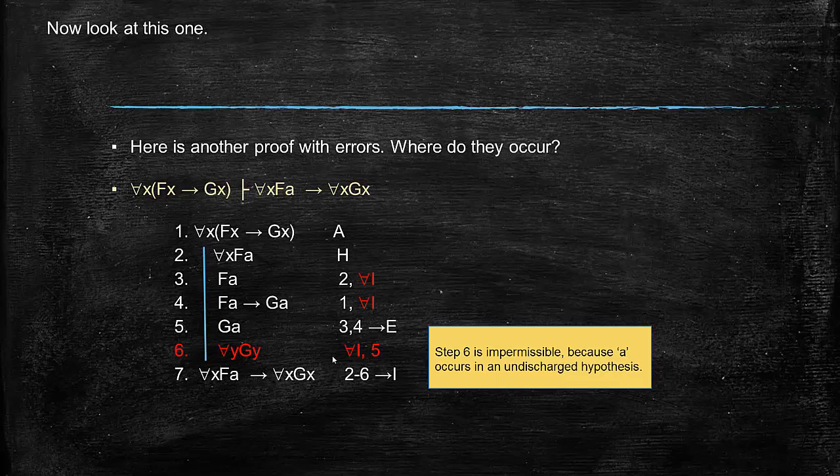Well, here we have universal introduction on five. We look at five. What we've done is we've put a variable in for a, attached the universal quantifier, so we've gone from Ga to for all y, G of y. But in order for that to be legitimate, a cannot occur in any assumption, which it does not, or any live hypothesis. By live I mean undischarged. Now here, look at the hypothesis. At this point, at line six, it has not been discharged. It gets discharged at line seven. So if you think about this particular move, doing it at exactly this point, a is still in an undischarged hypothesis, and so we can't do it for that reason.